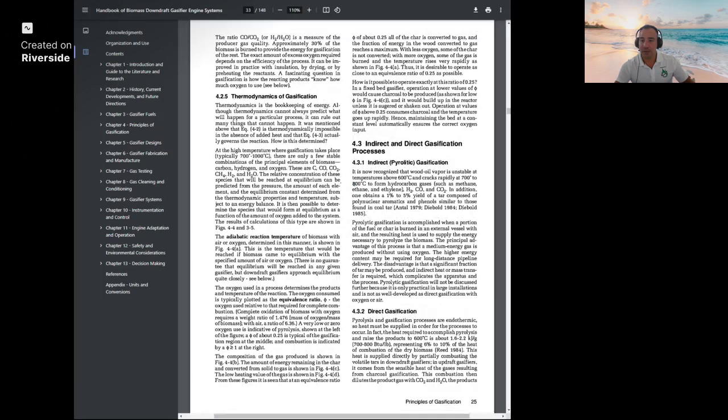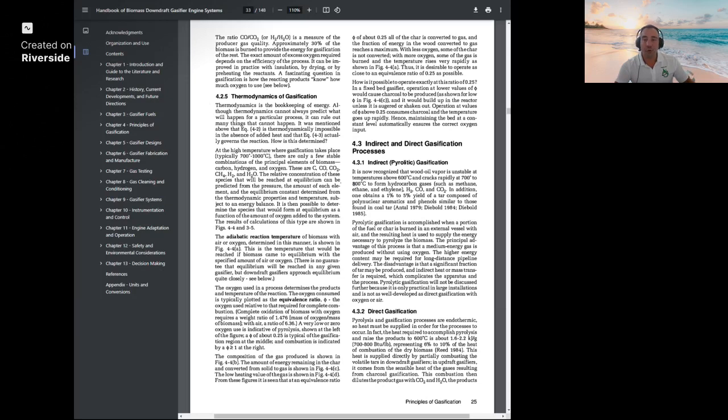Approximately 30% of the biomass is burned off to provide the energy for gasification of the rest. The exact amount of excess oxygen required depends on the efficiency of the process. It can be improved in practice with insulation, by drying, or by preheating the reactants. A fascinating question in gasification is how the reacting products know how much oxygen to use, and we'll see something below. So, next section: thermodynamics of gasification.